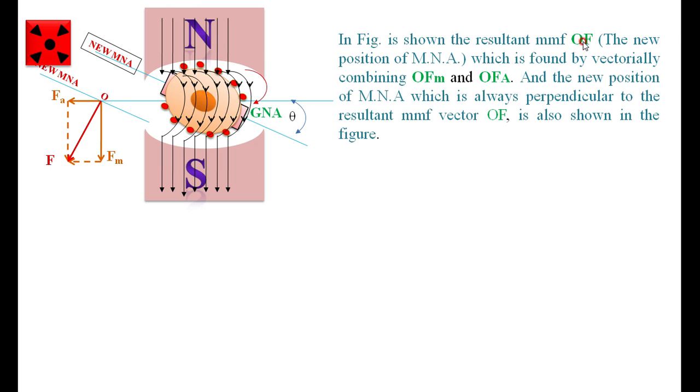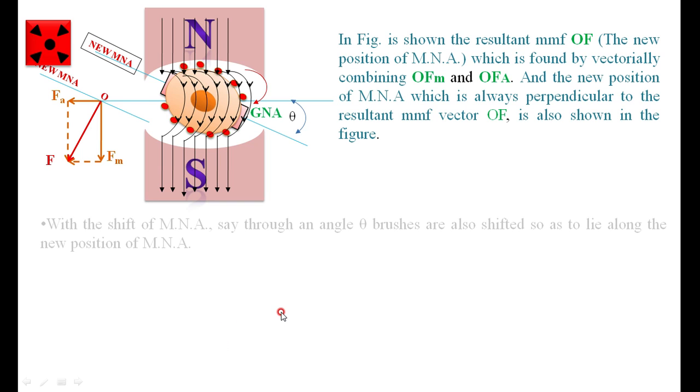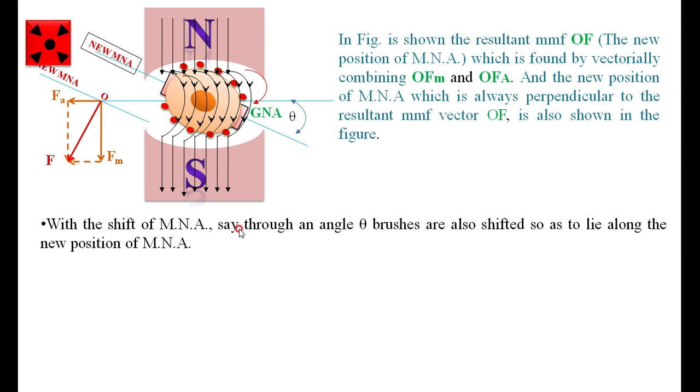In the figure shown, the resultant flux OF is found by the vectorial combination of OFM and OFA, that is the main flux and the armature flux. The new position of MNA is always perpendicular to the resultant flux. With the shift of MNA through an angle theta, the MNA is now shifted by an angle theta from the original position, the GNA. Through this angle theta, the brushes are also shifted so that they lie along the new position of MNA.